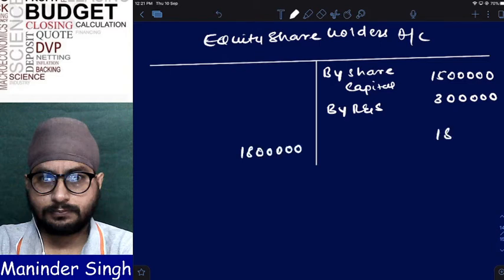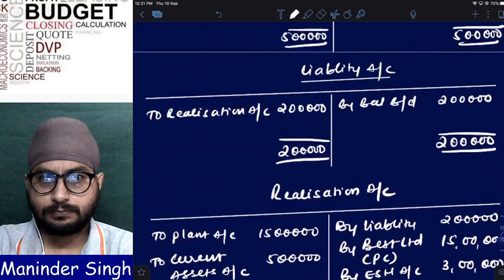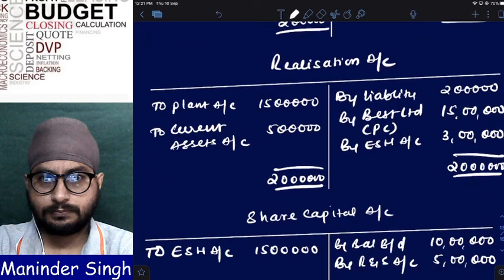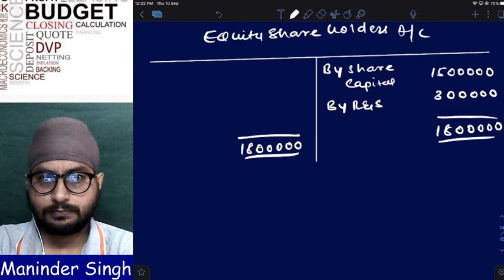Now, did the company suffer loss due to realization? Did the company suffer loss at the time of disbursing the assets and liabilities? How much was that loss in realization? 3 lakhs, right? This loss will be borne by whom? Equity shareholders only. Loss will increase or decrease your capital balance? Decrease in capital, which side? Debit side, to realization account, 3 lakhs.